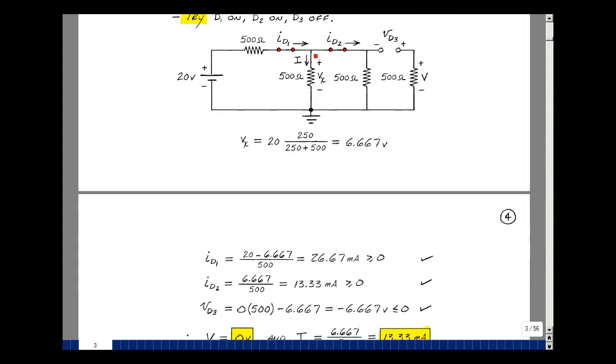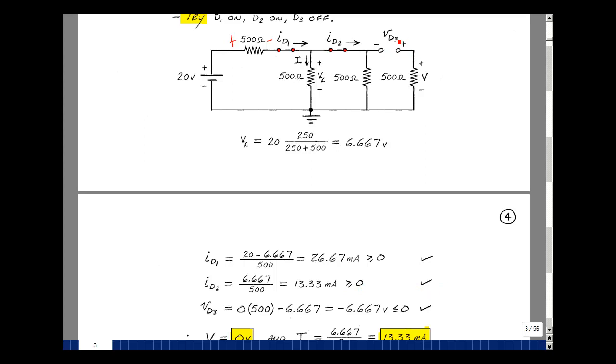Current in this diode would be the current in this resistor, which would be this node voltage minus this node voltage, divided by 500. 20 volts, and this node voltage here is the value of V sub X, which is 6.667, divided by 500 is 26.67 milliamps, and that's greater than or equal to 0, so that's my first check for the guess for ID1. The current in ID2 is going to be the voltage across this resistor, which is V sub X, so 6.667 divided by 500, and that's 13.33 milliamps, and that too is greater than or equal to 0, so that guess also checks.